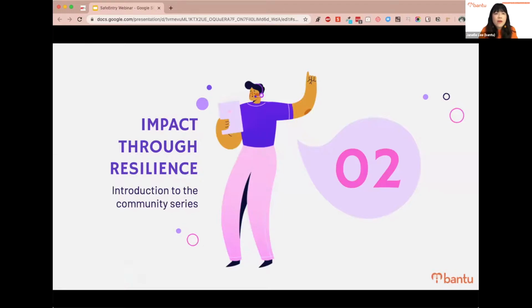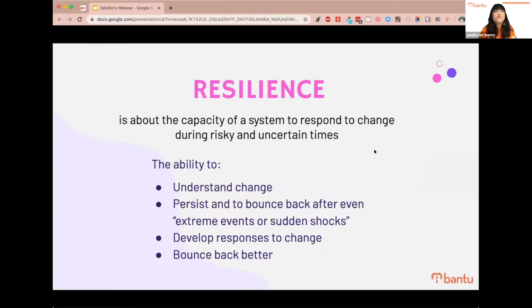Introducing a little bit about impact through resilience, which is the theme for our community series this year. I wanted to discuss and bring some ideas for everyone to think about. The reason we chose resilience is that during this time of uncertainty and the COVID situation, all of us have been affected in one way or the other, some more than others. Even as a social enterprise at Bantu, we really believe in the concept of resilience, which is the capacity of a system to respond to changes during risky and uncertain times.